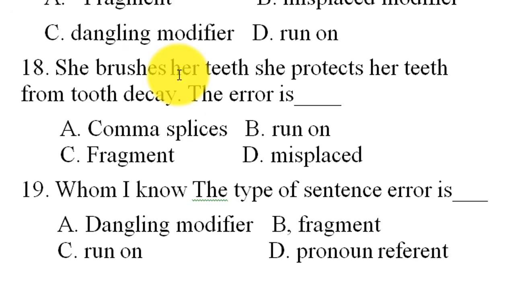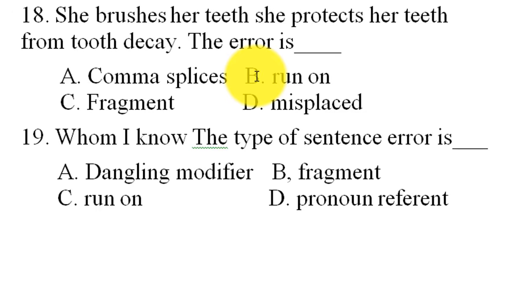You can correct it in one of the four ways of correcting a run-on sentence. Yes, right. One is: she brushes her teeth, full stop, and S must be capitalized, she protects her teeth from tooth decay. Another way: she brushes her teeth because she protects her teeth from tooth decay. Next, the third way: she protects her teeth semicolon she protects her teeth from tooth decay. These are the ways of correcting this run-on sentence. Anyway, the sentence error is a run-on sentence. That's true because there is no punctuation mark between the two clauses.